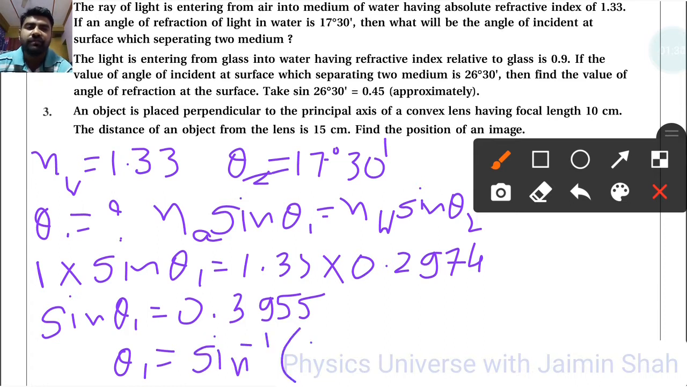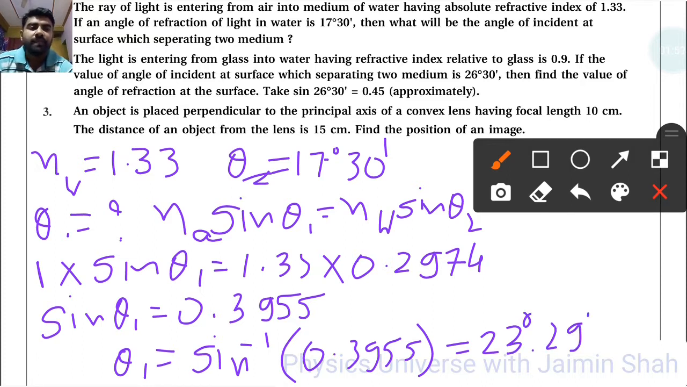So theta 1 is equal to sin inverse of that value. Sin inverse of 0.3955 gives 23 degree 29 minute. So we can also write this as 23.29 degree, that is 23 degree and 29 minute.